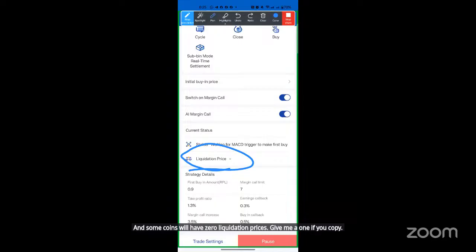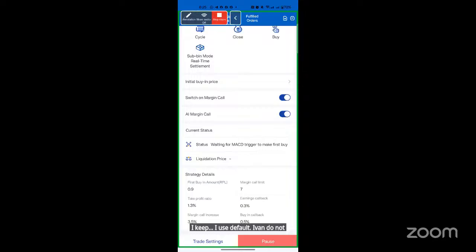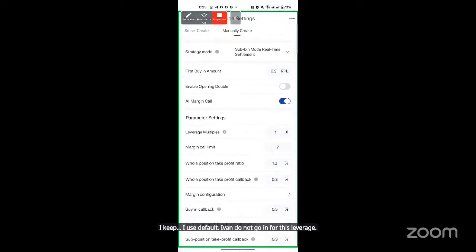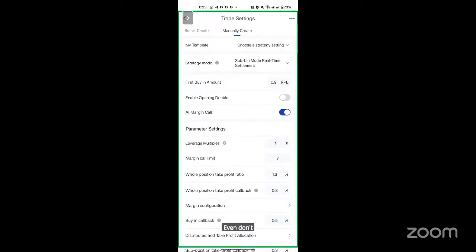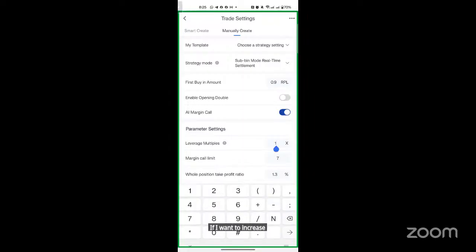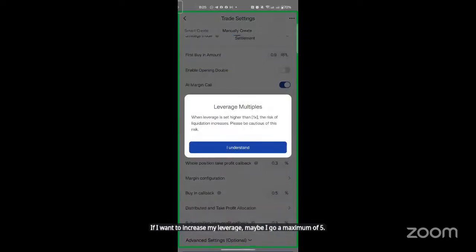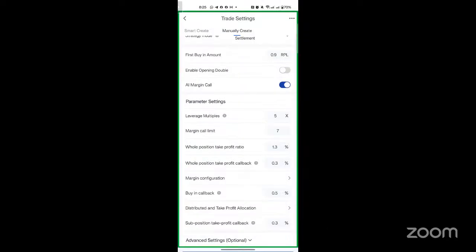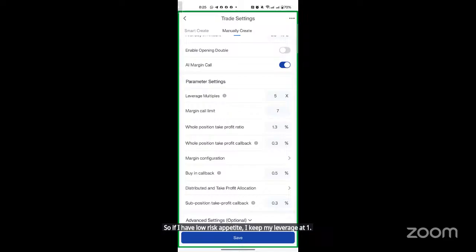I use default. I even do not go in for this leverage. I even don't come here and change the leverage. It is at 1. If I want to increase my leverage, maybe I go a maximum of 5. Remember, the higher the leverage, the higher the risk. Is that clear? So if I have low risk appetite, I keep my leverage at 1. Then I save.